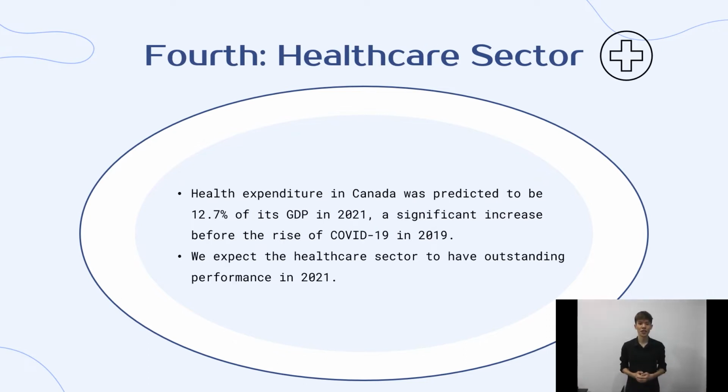Healthcare is the fourth selected sector. Health expenditure in Canada was estimated to be around 12.7% of the country's GDP. The constant evolvement of technology has increased efficiency in the healthcare sector in today's world. As such, we selected the healthcare sector as we expect this sector to have outstanding performance in 2021.